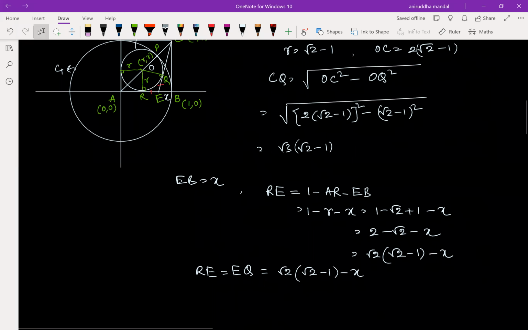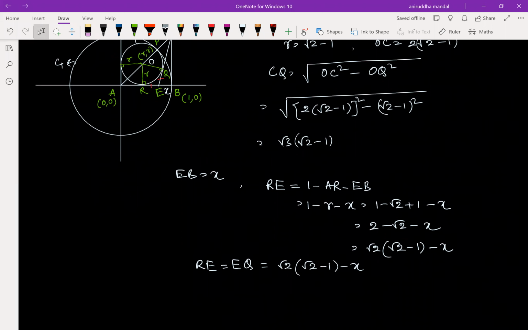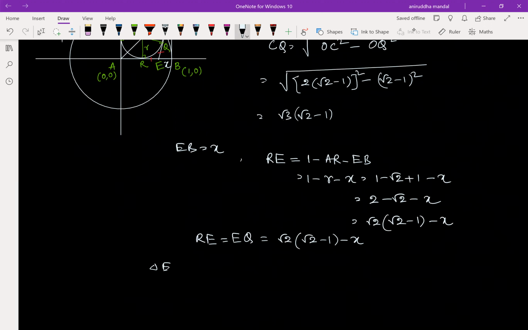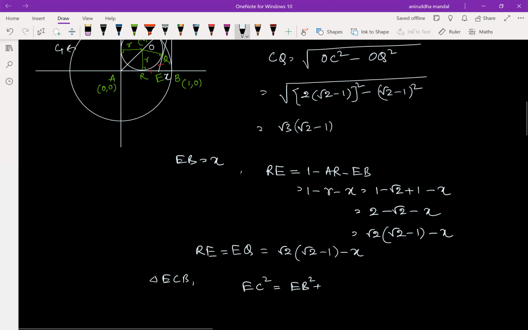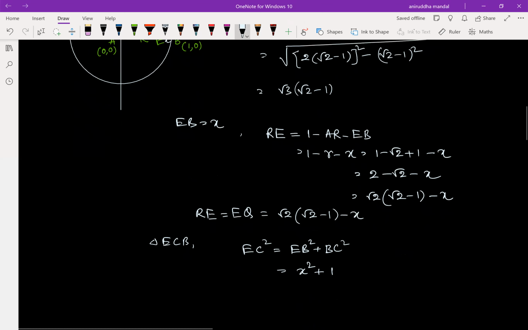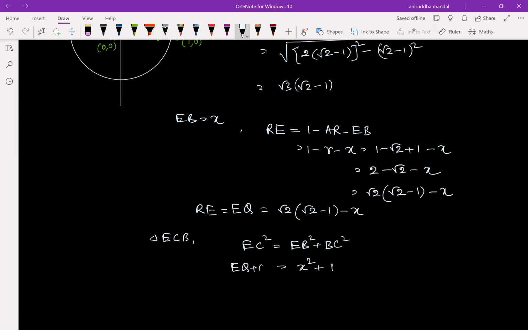Okay, so why have we calculated EQ? Because the triangle ECB is a right angle triangle, so using Pythagoras theorem, EC square equal to EB square plus BC square. So our EB square is x square, plus BC square is 1, and EC square is EQ plus CQ, so this is EQ plus CQ whole square. Now putting all the values of EQ, CQ and everything.